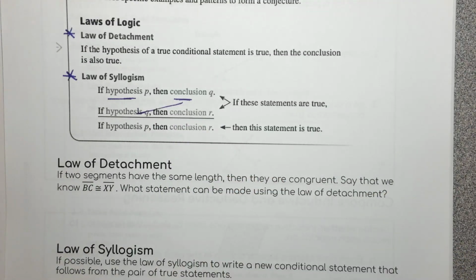So if the conclusion of the first one and the hypothesis of the next one are true, we're basically skipping that piece and going from our first hypothesis to our conclusion. Okay? We're going to see some examples with words which make it a lot easier.